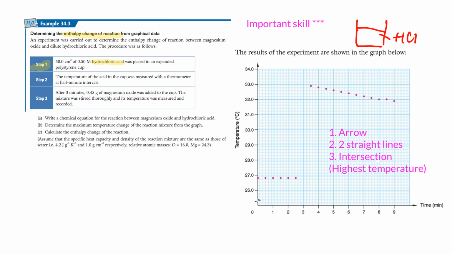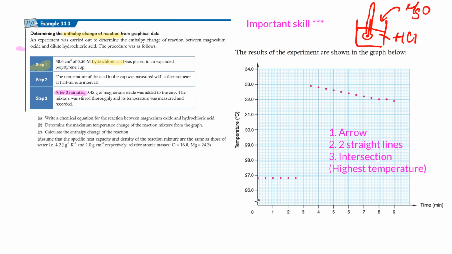Step 2: the temperature of the acid in the cup was measured with a thermometer at half-minute intervals. So I'm going to put a thermometer in it, and every half minute I'm going to record the temperature change. You'll find that all the data here is on a half-minute basis, so we have 1 minute, 1.5 minutes, 2.5 minutes, things like that. So what happened at the third minute? You can have a look: after 3 minutes, 0.45 gram of magnesium oxide was added to the cup. We'll drop some magnesium oxide in.